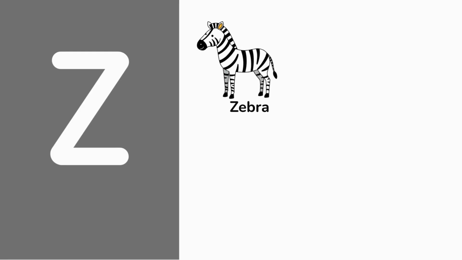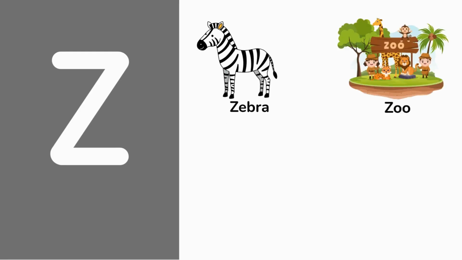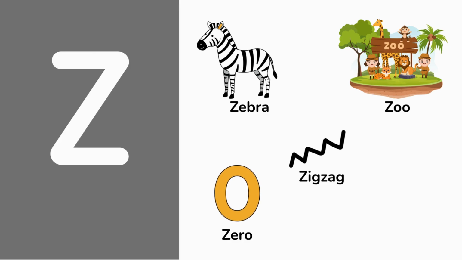Z. This is letter Z. Can you say Z? Z. Z is for zebra. Z is for zoo. Z is for zigzag. Z is for zero. Z is for zipper.